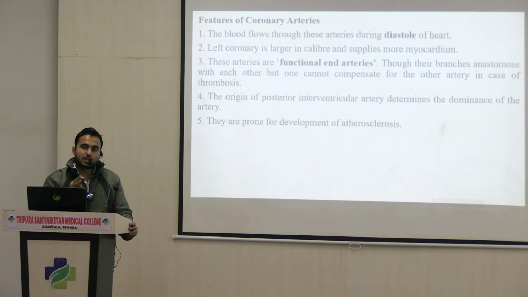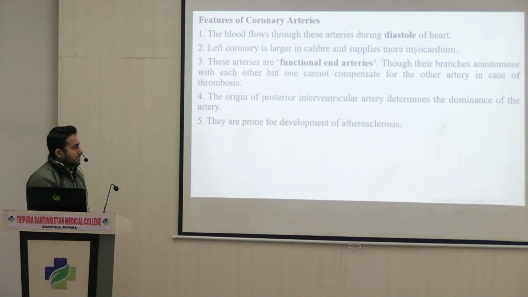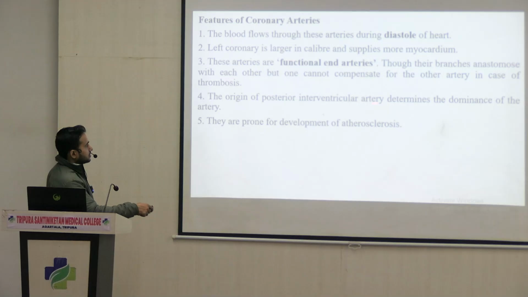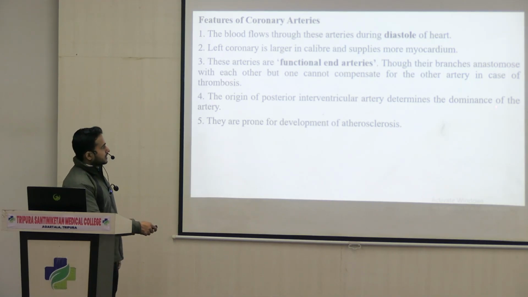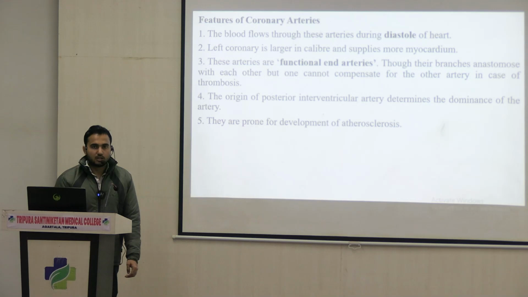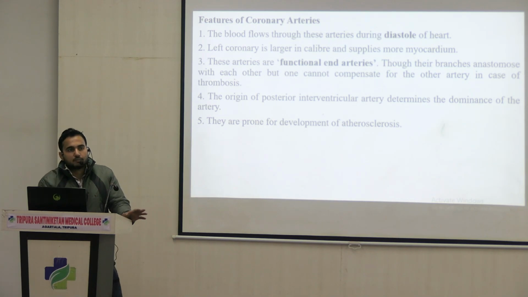That means the right coronary artery is dominant. Now how will we decide whether the right one or the left one is dominant? That is based on the posterior interventricular artery. This artery determines the dominance. In approximately 80 to 85% of cases it is right dominant. The remaining are left dominant.